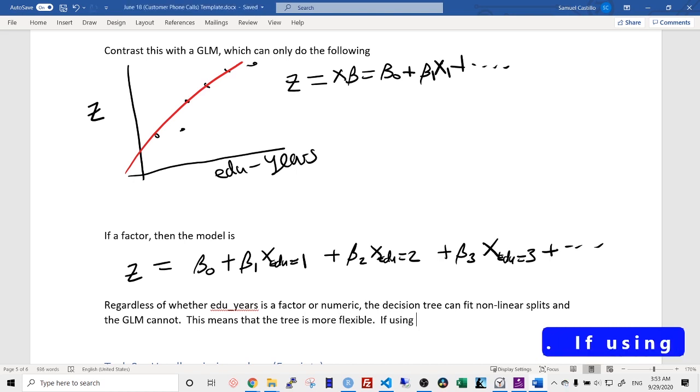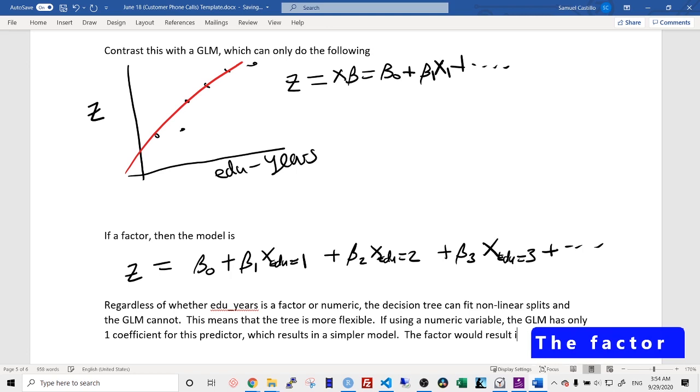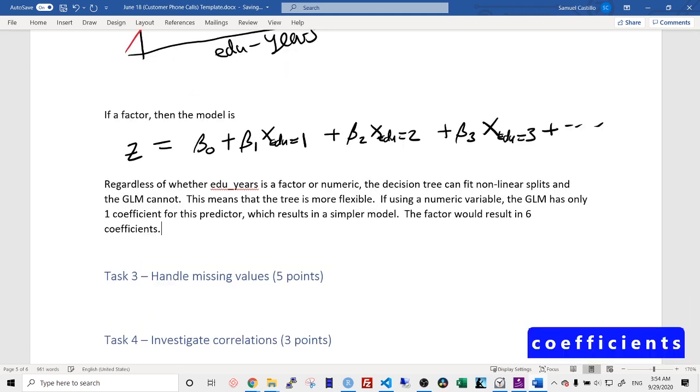If using a numeric variable, the GLM has only one coefficient for this predictor, which results in a simpler model. The factor would result in 6 coefficients. If using a tree, the complexity would be about the same regardless of the type.